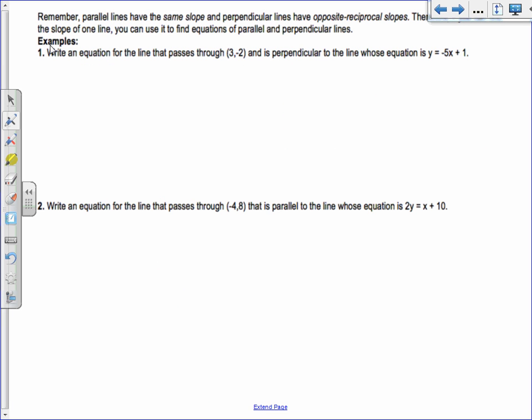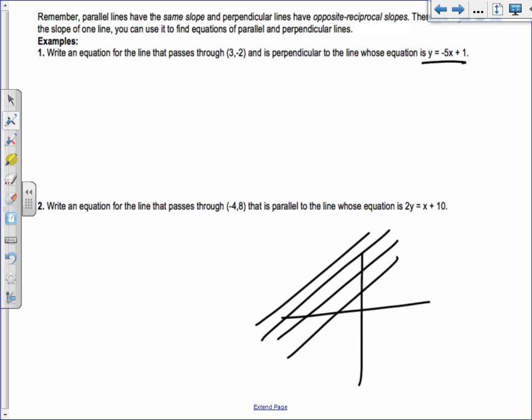All right, so let's try these. So it says write an equation for the line that passes through (3, negative 2), and is perpendicular to the line whose equation is this. All right, the only thing I get from the part where it says perpendicular to this or parallel to this is the slope. That's all I care about. Does this make sense? Because I have lots of lines that are perpendicular to the same line. The only thing I'm getting is the slope.